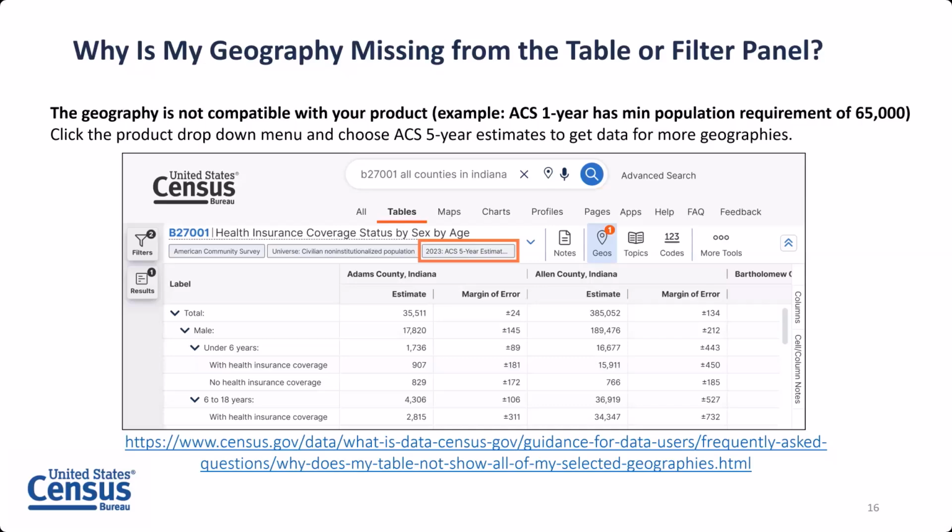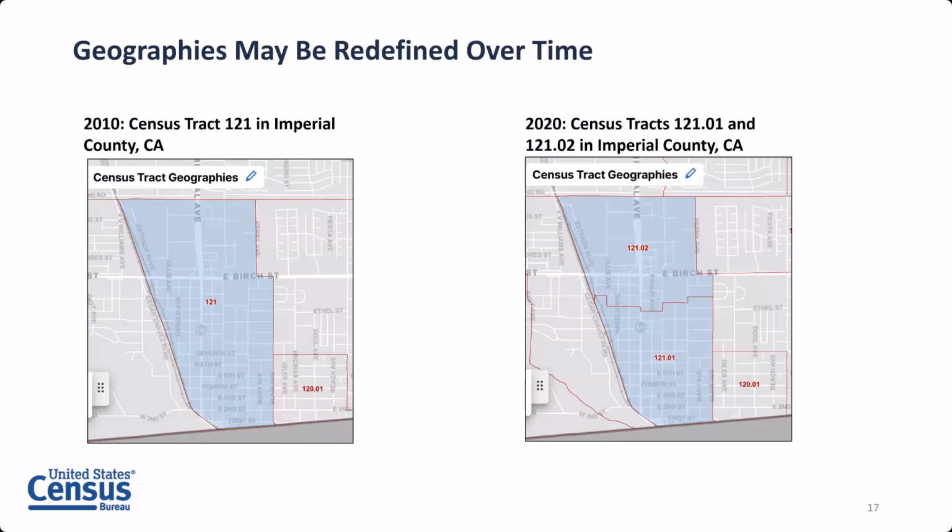Another possible cause for not seeing data for all of the geographies you selected is that you selected a vintage of a geography that's not compatible with the year of data you're clicked into. So to step this process back, do keep in mind that geographic areas can be redefined over time, especially between each decennial census. All of the statistical areas could be redefined, and this is showing you an example of that in action.